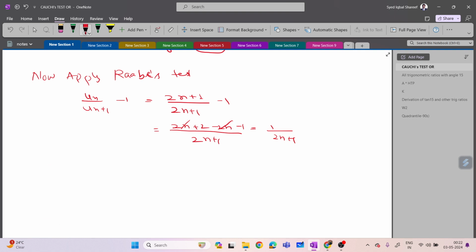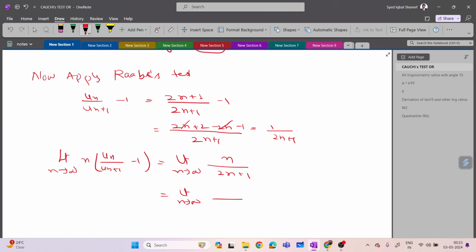So now limit n tends to infinity n into (un by un plus 1 minus 1) equal to limit n tends to infinity n by 2n plus 1. So if you take n common and cancel it from the numerator and denominator, 1 over 2 plus 1 by n. The n gets cancelled from numerator and denominator. As n tends to infinity, 1 by n tends to 0, so the limit is 1 by 2, less than 1.